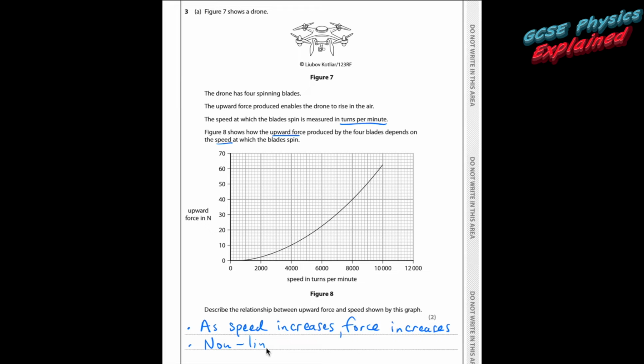Non-linear. And that's because it's a curve. If it was a straight line, then say linear.